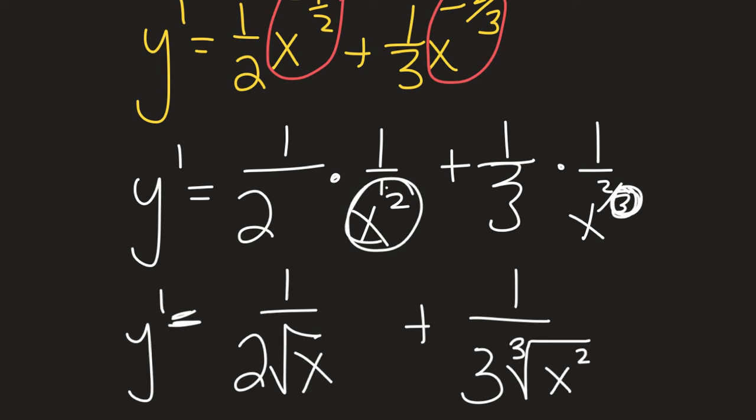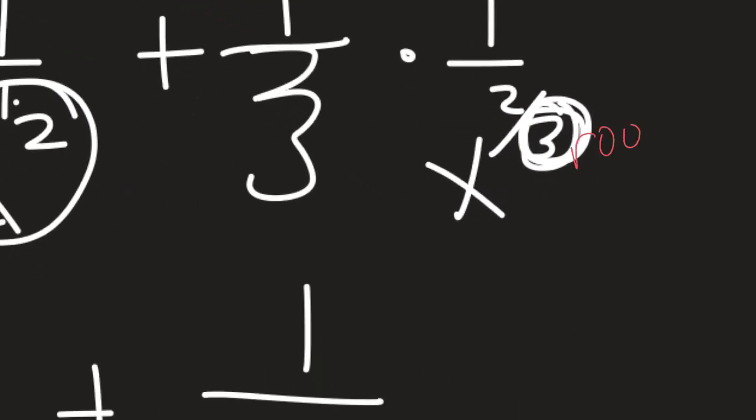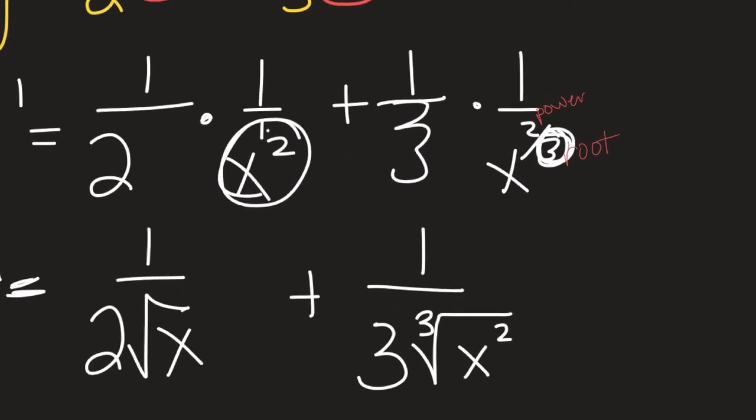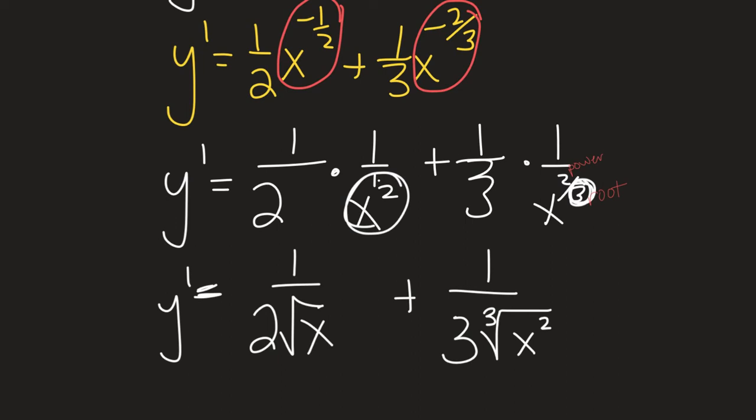So if we have a fractional power with two terms, a numerator and a denominator, the denominator is the root and the numerator is the power or the exponent of that fraction. So that looks a little something like that: 1 over 2 root x plus 1 over 3 times the 3rd root of x squared.